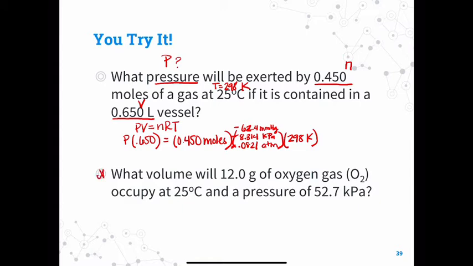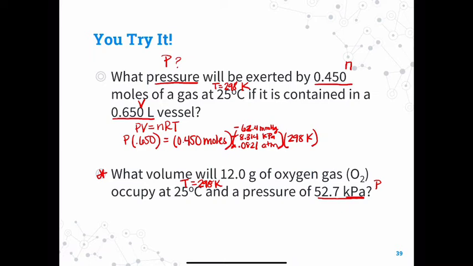Now let's look down here at the second one. What volume will 12 grams of oxygen gas occupy at 25 degrees Celsius and a pressure of 52.7 kPa? Okay, so I see this Celsius and I know that's going to be my temperature. But again, we're going to have to convert it. So I'm going to convert it and it'll be 298 K. Okay, this kPa is going to be my pressure. So I'm going to label that as P.